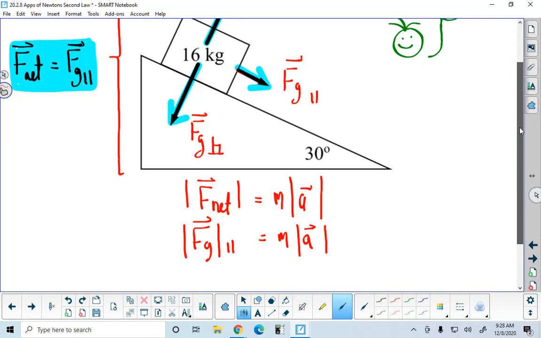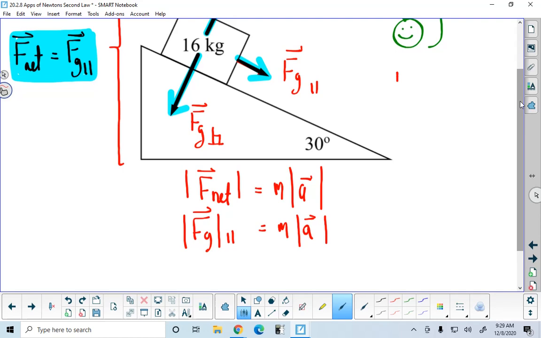And again, not to repeat myself too many times, but please don't memorize Fg parallel equals ma, unless you're also going to compartmentalize in your head that that's a formula that works anytime you have a frictionless ramp. And now we can go ahead and do this.